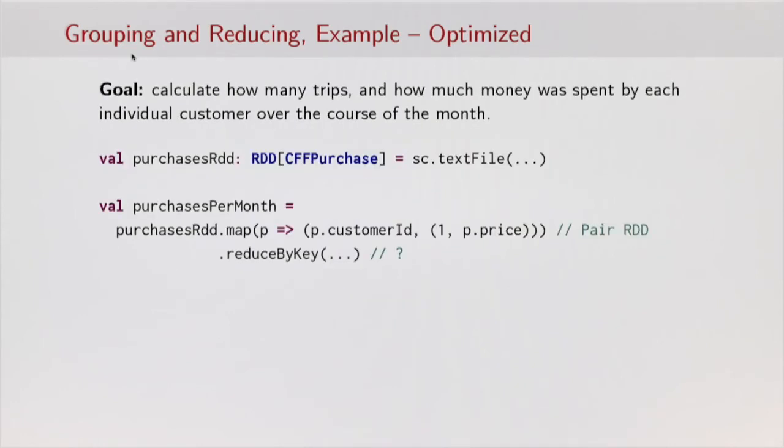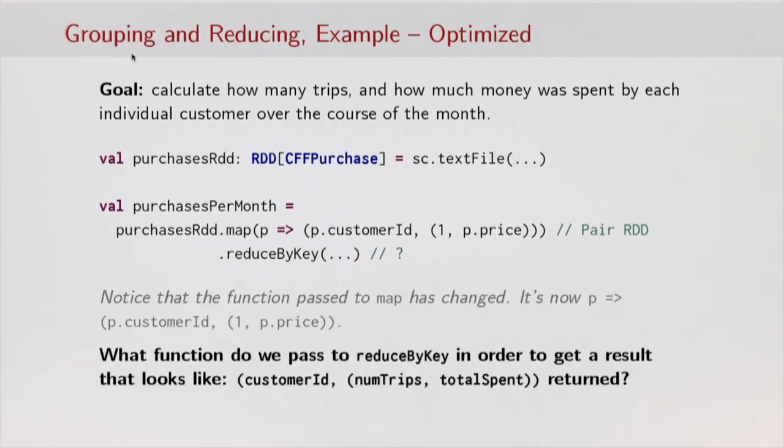So let's go back to our earlier example. Remember, our goal was to figure out how many trips and how much money was spent by each individual customer over the course of the month. So if we were to replace our call to group by key with a call to reduce by key instead, what would we have to pass to reduce by key? What would the function be here that would have to calculate the total number of trips and the total amount of money spent by each customer?